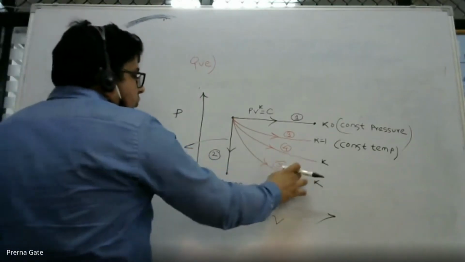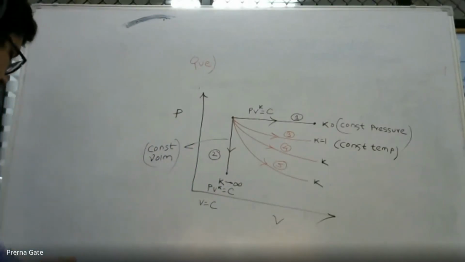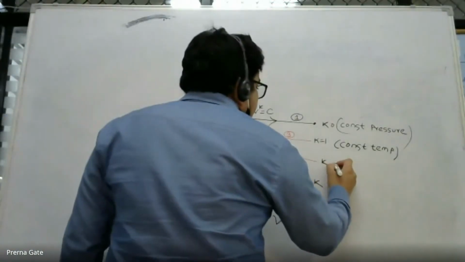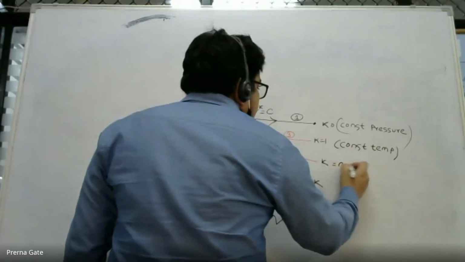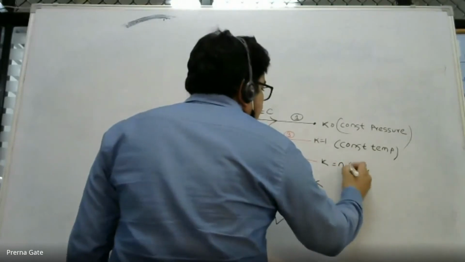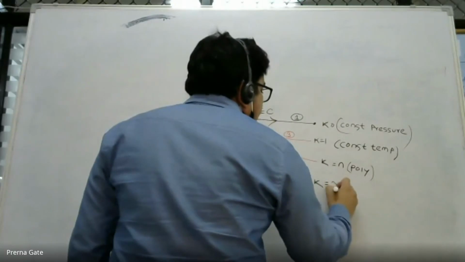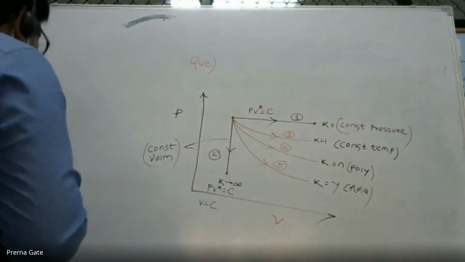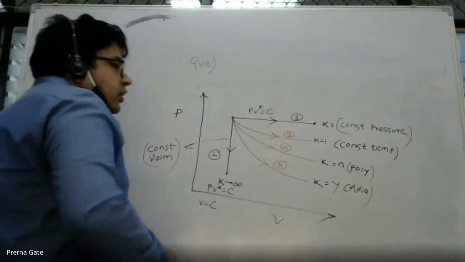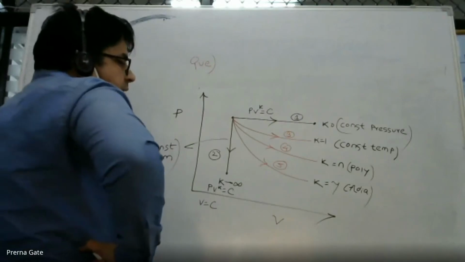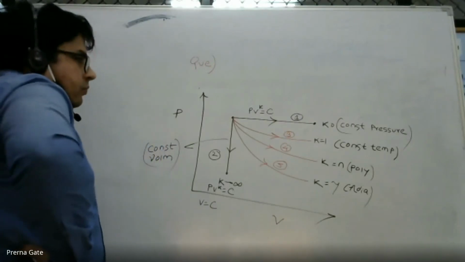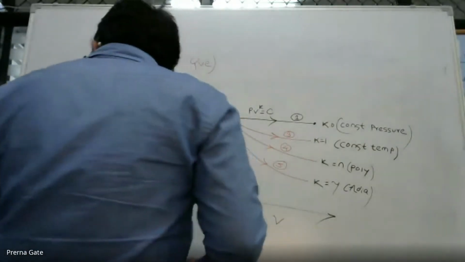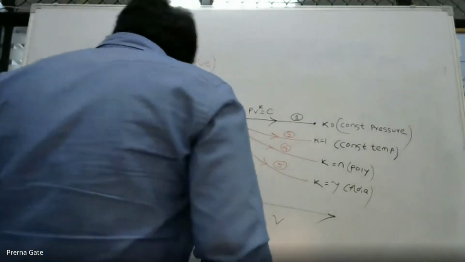Now you have to figure out, of process number 4 and 5, which is adiabatic and which is polytropic. Obviously, it is polytropic and it will be adiabatic. So these are expansion curves. Similarly, you can draw compression curves also. So let us end this discussion with a GATE question.